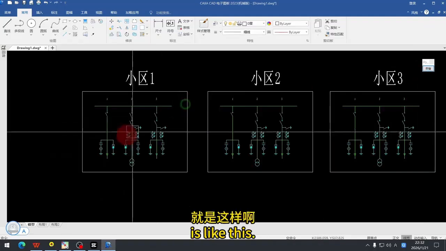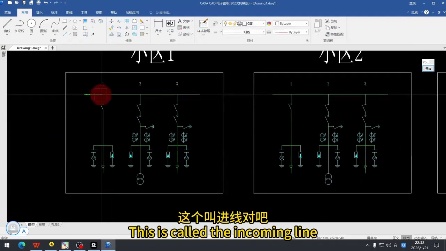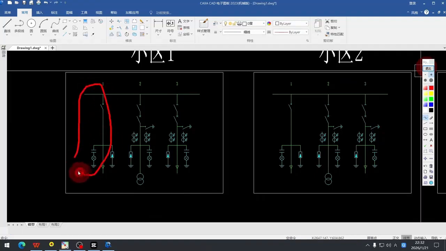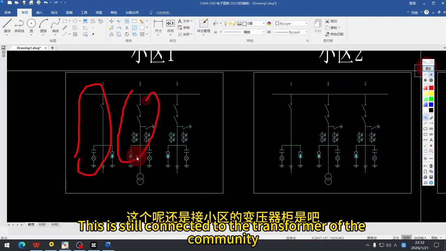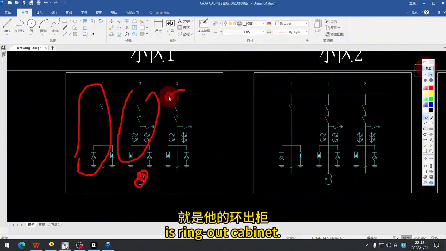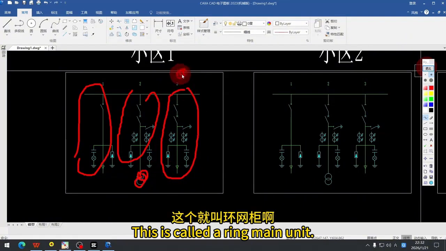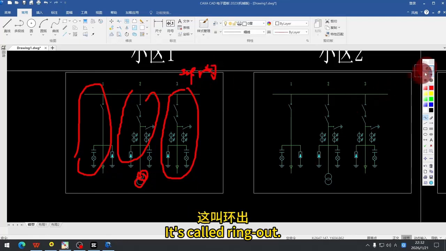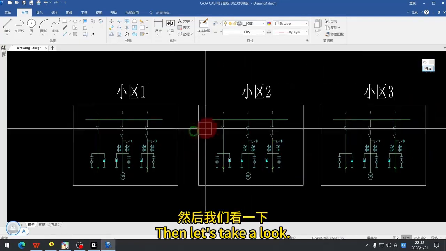My first community is like this. This is called the incoming line. This is still the incoming cabinet of our community. This is connected to the transformer of the community. And this one is the ring out cabinet. This is called a ring main unit. It's called ring out.